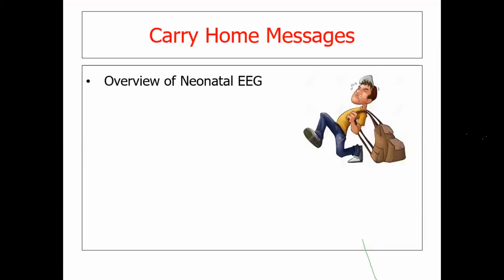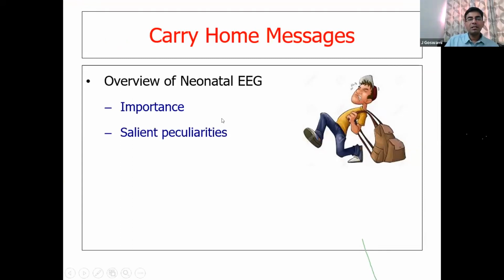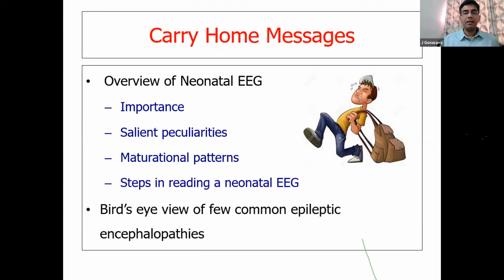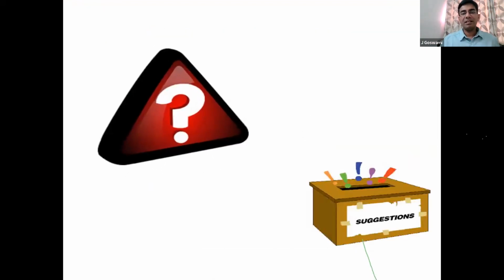So the take-home messages which I would like to give after this heavy presentation is to give an overview of neonatal EEG, talk about the importance of why to get a neonatal EEG, the salient peculiarities and the maturational patterns and the terminologies, and the steps in reading a neonatal EEG, where we focus on the background and a bird's eye view of few common epileptic encephalopathies. With this, I finish.